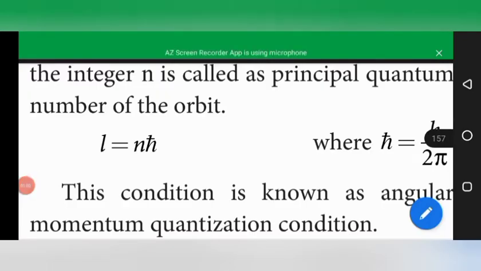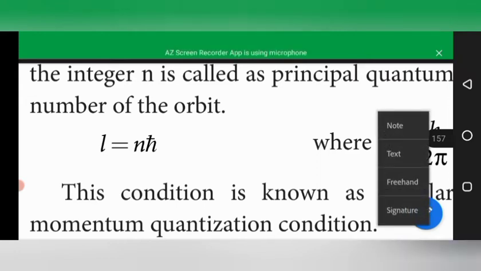So the angular momentum of the electron in these stationary orbits is quantized, that is L is equal to n h bar. So n is the principal quantum number and h bar is h by 2 pi, which is called the reduced Planck's constant. So L is equal to n h bar is the condition for angular momentum quantization.